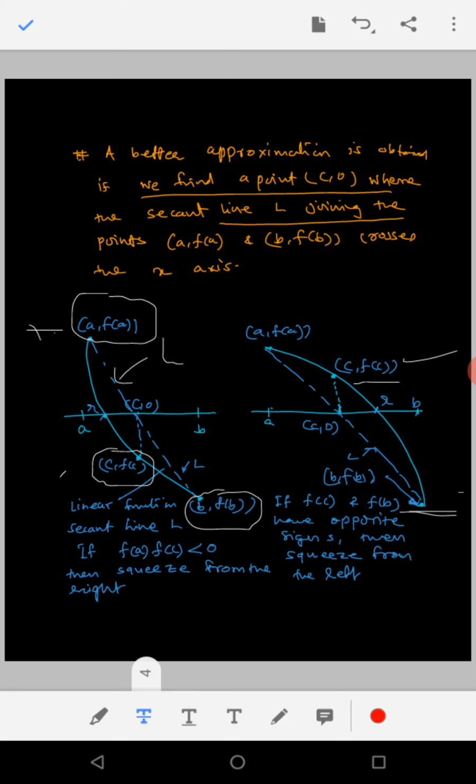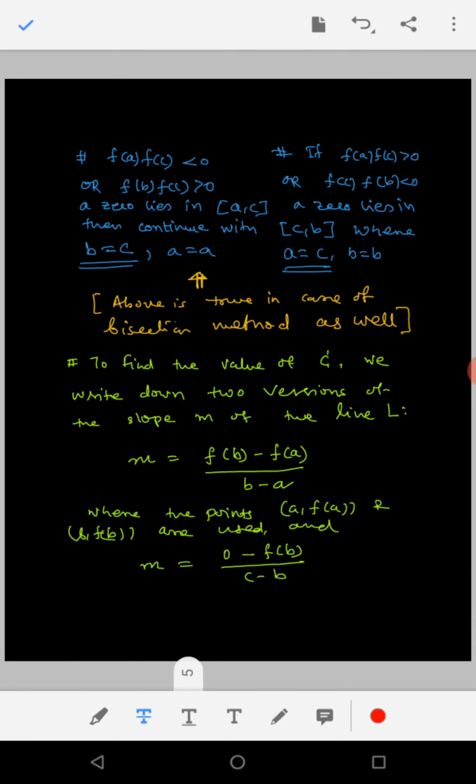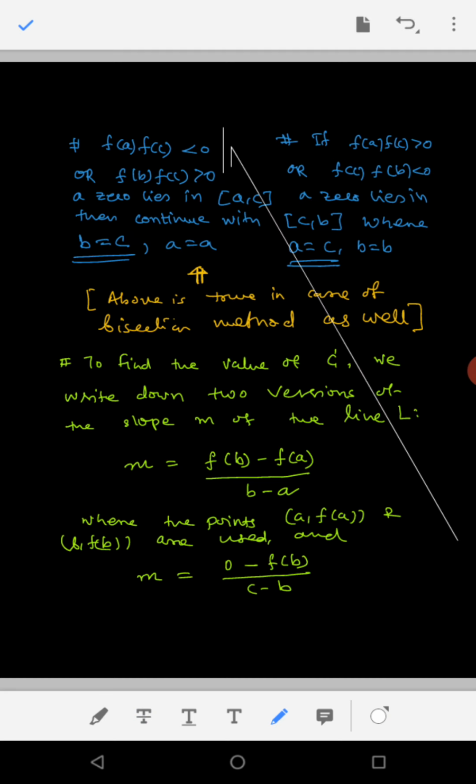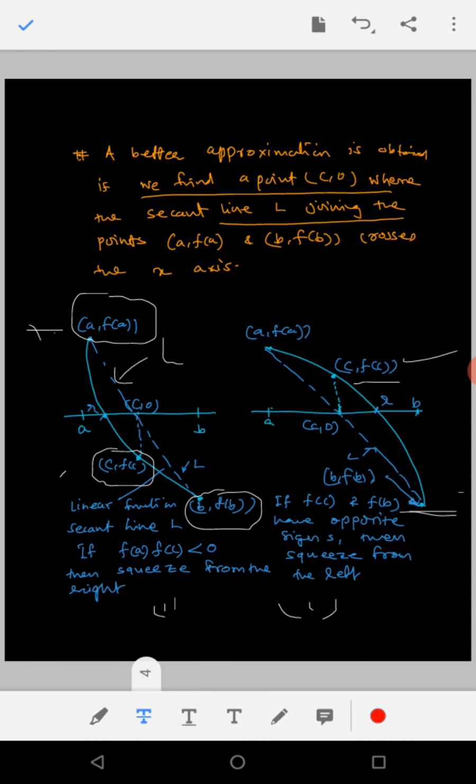So the meaning of this is fa times fc is less than 0, or fb times fc is greater than 0. Both have the same meaning. So if this is the case, a 0 lies in interval AC, and that is the reason why we can squeeze from the right. So 0 lies in interval AC.